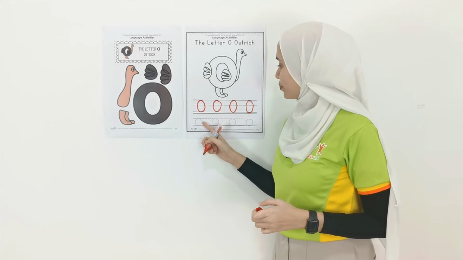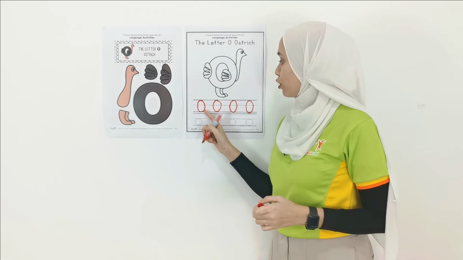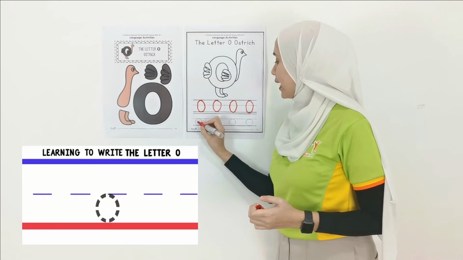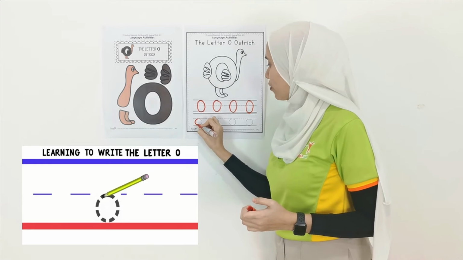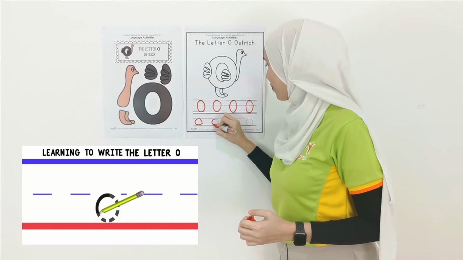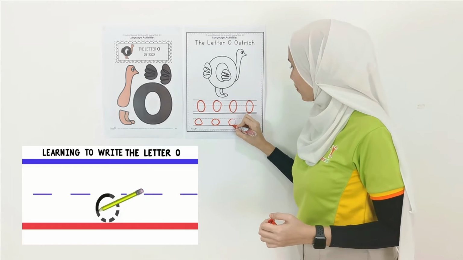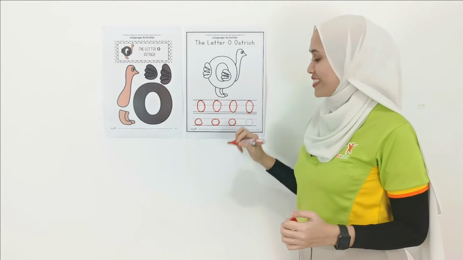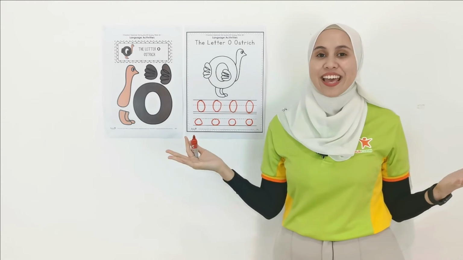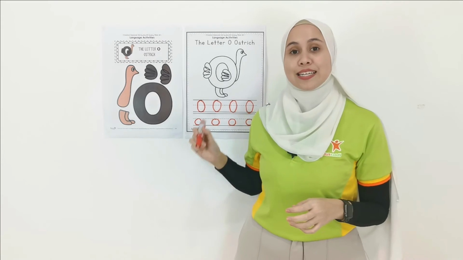How about the small letter O? See the difference? The big letter O uses 1, 2, 3 lines. And what about the small letter O? We start from the middle line and we finish in the middle line as well. Let's try again. There you go. Two more. Almost there. Finish. All right. So, we are done with letter O.